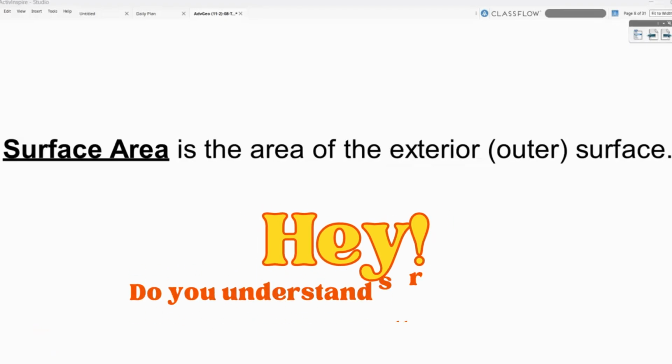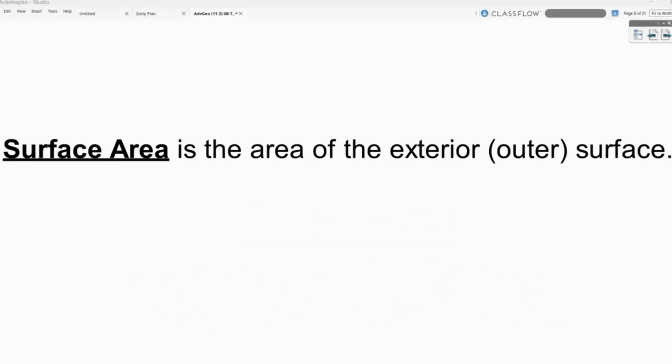Before we do any examples, it's really important to remember that surface area is simply the area of the exterior outer surface. And so we don't want to overcomplicate this. At this point, you already know how to do areas of all kinds of shapes. So we're just going to put those skills to use to find the area of the outer surface.